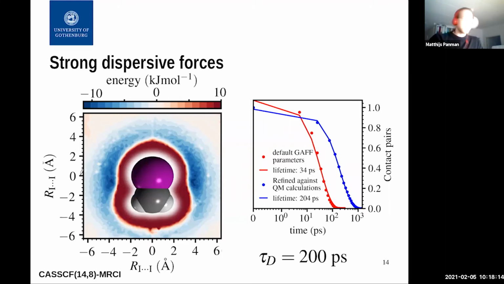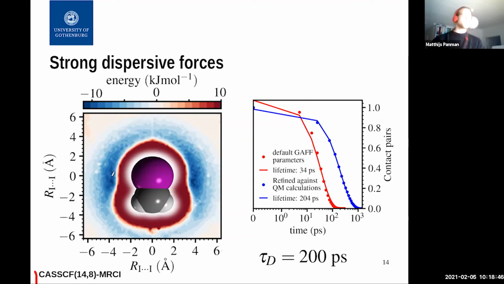So shown here is the two-dimensional iodine-iodine potential energy plot, which we obtained from quantum mechanical calculations at this level of theory, which is a fairly high level. And what we find is a not insignificant energy minimum which surrounds the entire fragment, of around minus 10 kilojoules per mole, so an attractive potential around the molecule.